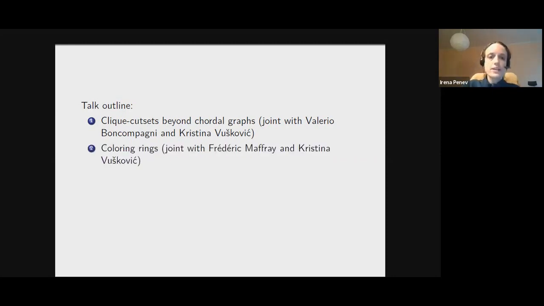The second part is essentially a continuation of the first, and it's about coloring rings. What are rings? Again, I'll tell you what rings are, but it's something that comes up in this first part of the talk, and again, you will see that. And then the last part, the third part of the talk, will be on coloring even hole-free graphs of stability number at most 3.